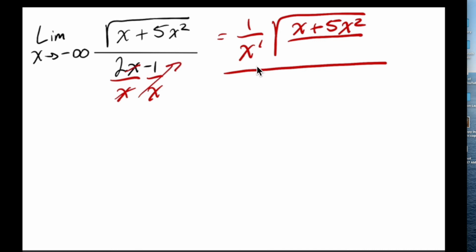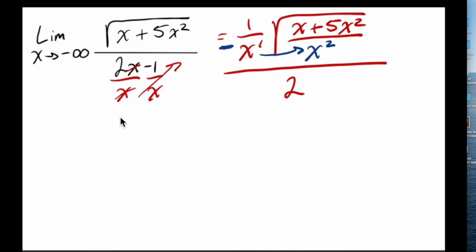This is going to go to 0. We're going to have 2 in the denominator. Now, as we insert this x to the first into the radicand, it's going to become x squared, because x to the first raised to the second power is going to give us x squared. Because that's an odd exponent and our inputs are negative, we are going to add a negative in front of this function.